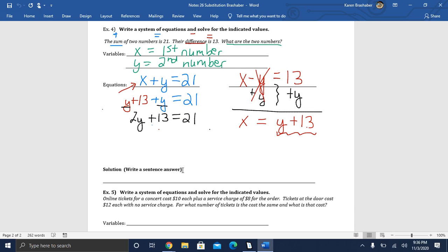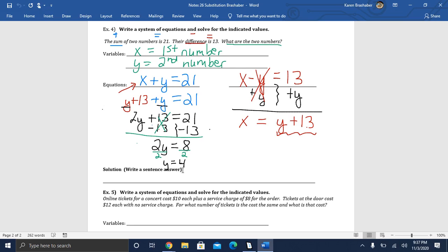I now need to find my equal sign. 13 needs to be subtracted from both sides. That will cancel out the 13. I'll have 2y equals, and then 21 minus 13 is 8. And then I'm going to undo my multiplication by dividing. So I'll divide and get y equals 4.